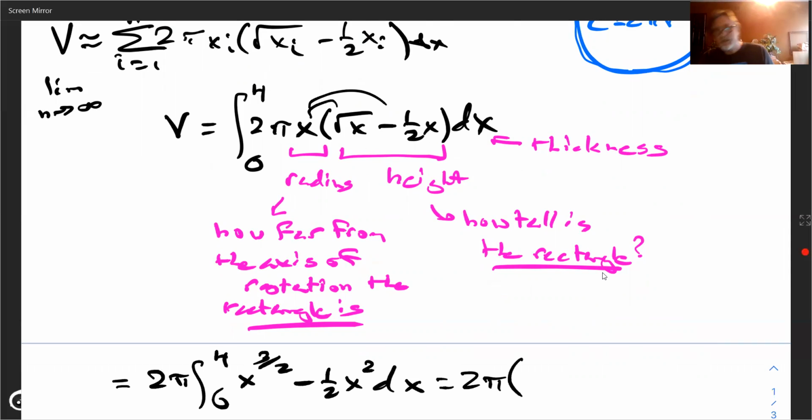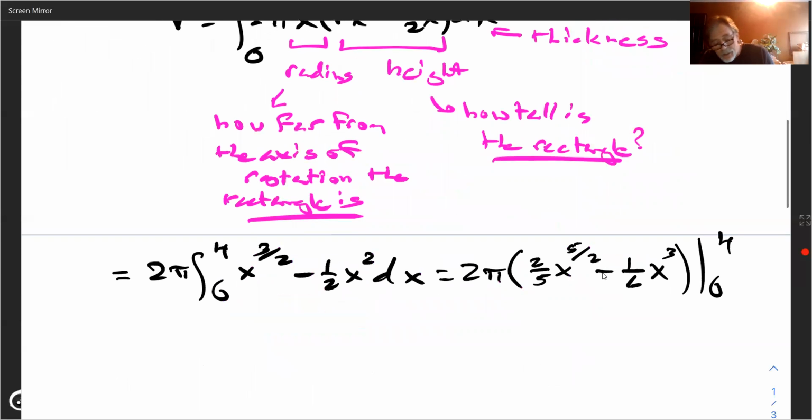And we've got, this guy is x to the 5/2 over 5/2, which means 2/5 if you invert and multiply, x to the 5/2 power. You can work that one out. And then minus, looks like we're going to get 1/6 x cubed from 0 to 4. So the 0 is not going to contribute anything. So it's really just the 4. So we have 2 pi. And in here we plug in the 4. Oh my goodness, the square root of 4 is 2, 32, 64/5. You can verify that. And minus, you plug in the 4, that's 64/6. That's interesting.